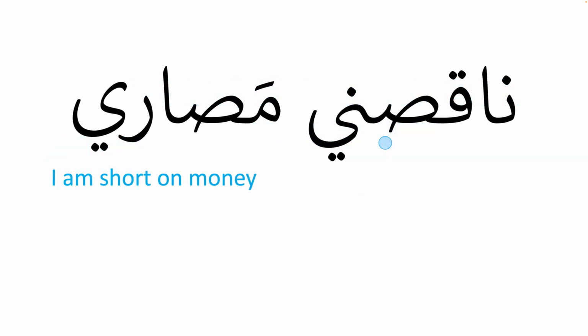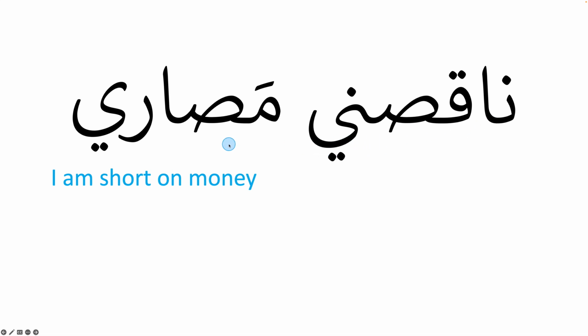Let's have a look. Our first phrase is ناقصني مصاري. Na'as, which means somebody is lacking. In maths it means minus. Na'asni, I'm lacking or I lack. Masari means money. The overall meaning is I'm short on money. Na'asni masari, and that phrase, for I, man or woman, would be used for both, male or female. We would use the same phrase for both.